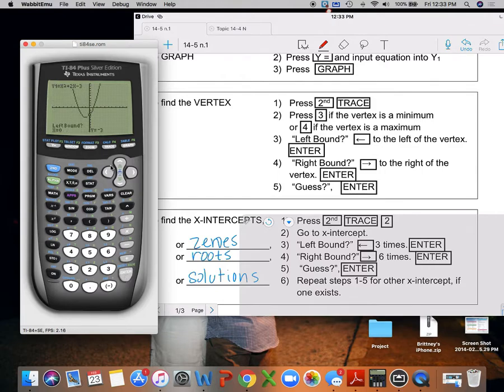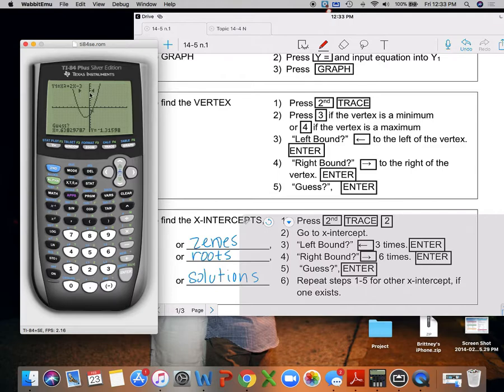Now this asks me for the left bound. Remember my vertex is this low point right here, so that's what I'm trying to find. So I go about where it is, and then it asks me to go to the left. I'm going to use my left arrows and click to the left of the vertex, and then click enter. Now if you notice, it asked me for the right bound. So I'm going to use the right arrows, scroll to the right, and click enter. When it says guess, we can ignore that and just click enter again. Before I click enter, I want to show you something.